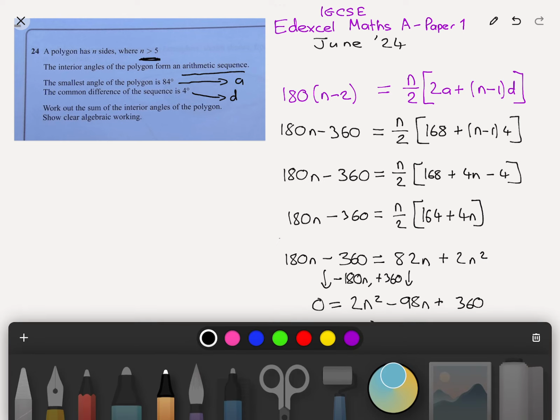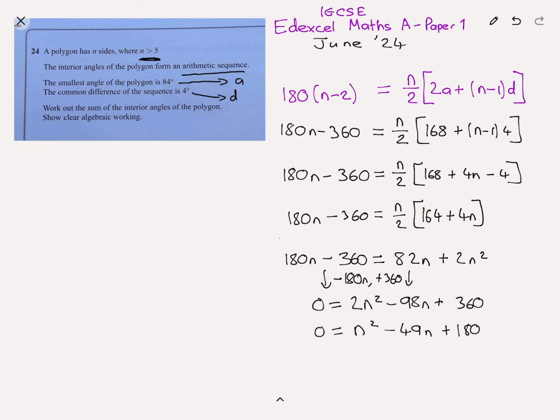Now this can go into the quadratic formula, however alternatively you can also just use your double bracket method. So we're looking for two values, the sum of which is going to be negative 49, and the product of these two values is going to be 180. Now we've got positive product, negative sum. We are therefore looking for two values which are negative.